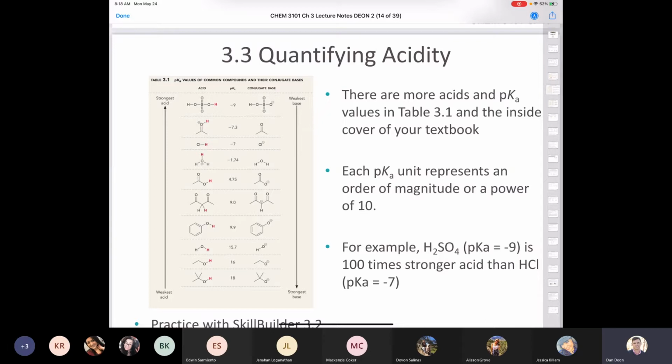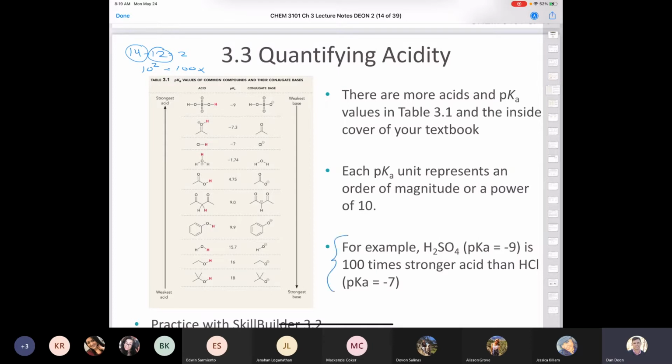Remember that each pKa unit represents an order of magnitude, a power of 10. So let's say you had something that had a pKa of 12 and then something else that has a pKa of 14. If you take 14 minus 12, you get 2. That means it's 10 to the power of 2, which is 100 times. So if you had an acid with a pKa of 12, it's 100 times more acidic than something with a pKa of 14. Just some simple math there.